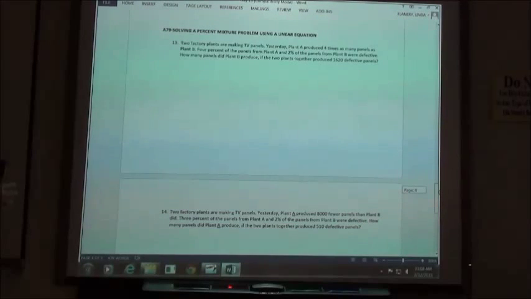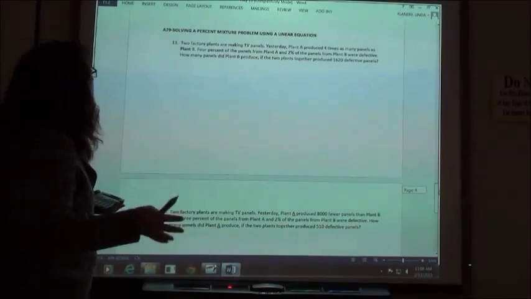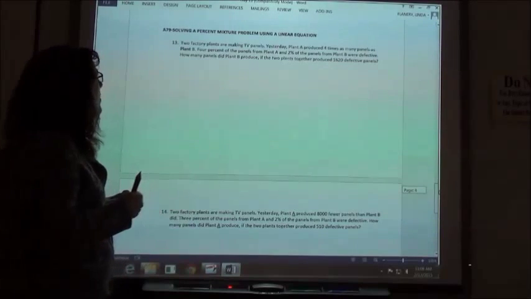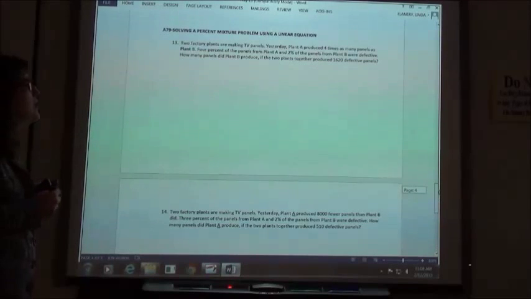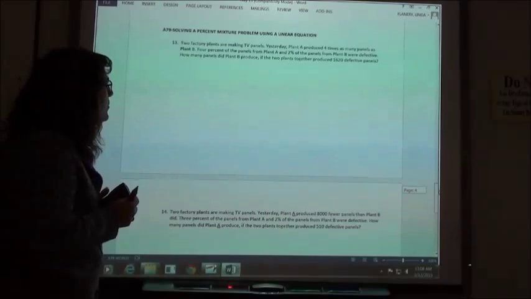Yesterday, plant A produced 4 times as many panels as plant B. 4% of the panels from plant A and 2% of the panels from plant B were defective. How many panels did plant B produce if the 2 plants together produced 1,620 defective panels?